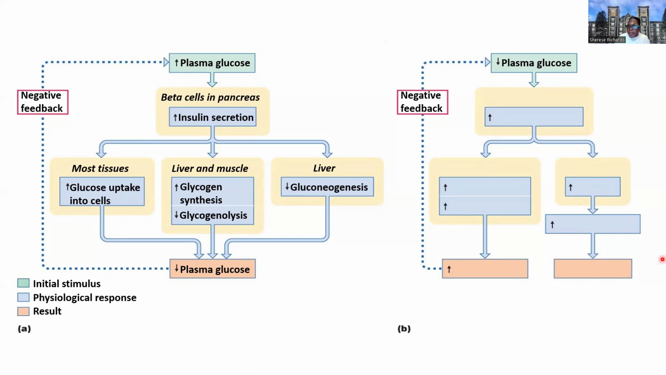Now, the other schematic, I've left this blank because I want you guys to work on this as homework or as extra practice. So think about the appropriate response for the opposite of this. Let's say you have decreased plasma glucose. What is the hormone that would be released? What is the effect that you would see in your liver and muscle cells? And then what is the effect that you would see in your fat cells?